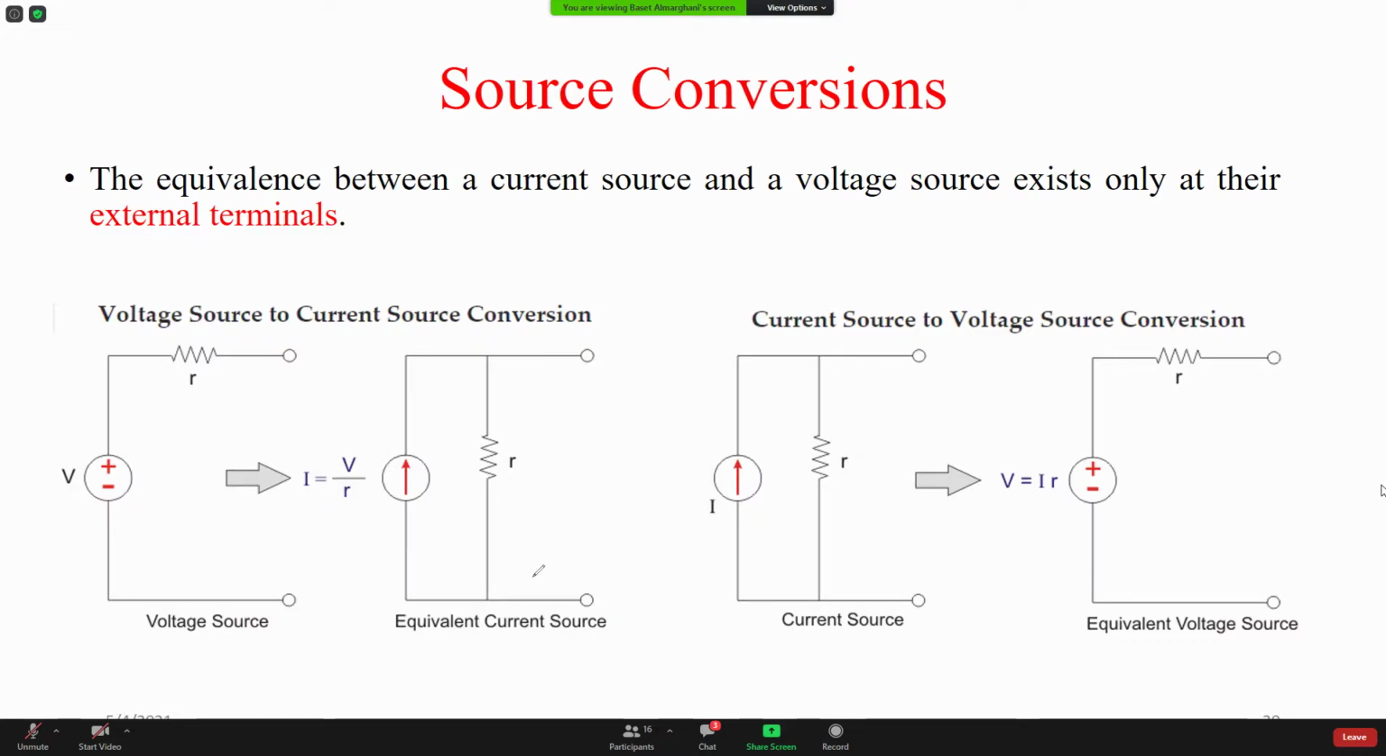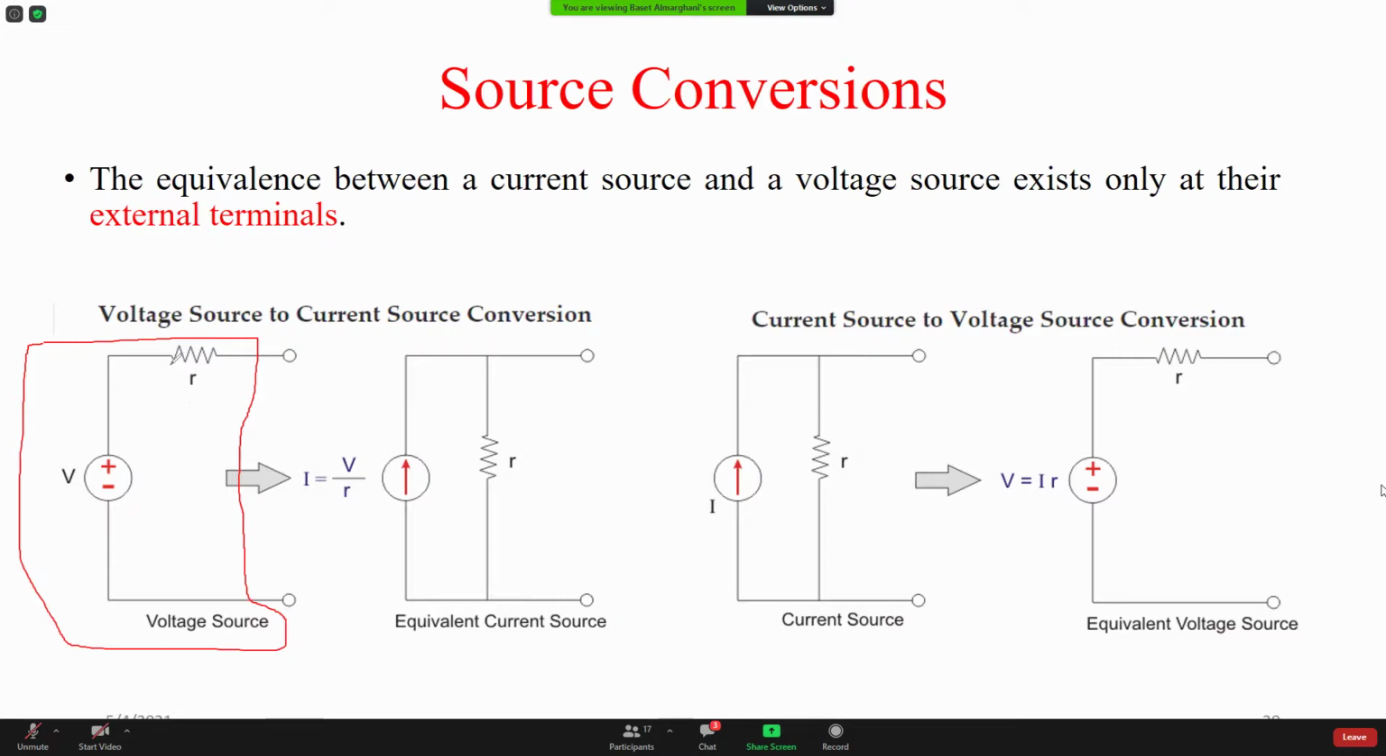We do it for the sake of making the circuit analysis easier. Sometimes when you replace a source with another equivalent source, it makes the circuit easier to analyze. We will see one example of that. But how do we change from one source to another? The equivalent circuit for a voltage source is the voltage source plus an internal impedance in series.